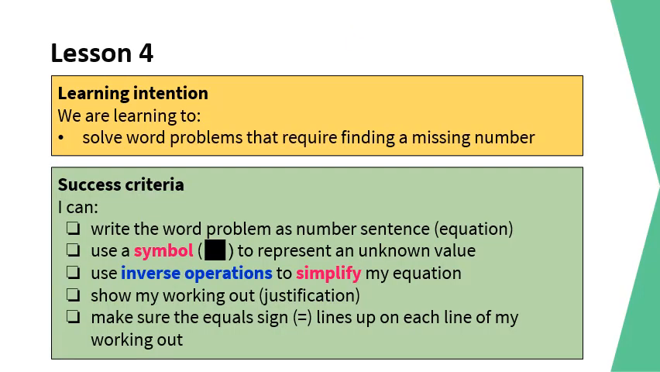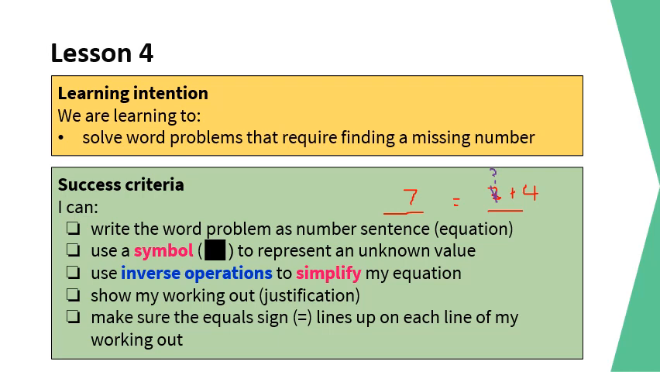Okay, so today in our lesson we're learning to solve word problems that require finding a missing number. So it's all kind of wrapping up with word problems. We've been looking at equations this week, which are number sentences involving an equal sign, and trying to balance each side of those so that we get the same amount on each side. Now, in some situations, we've actually had a missing number and we've had to figure that out, and we've used our inverse operations to help us with that. So today we're going to be using some of that.